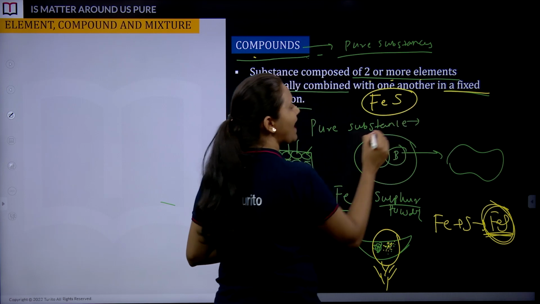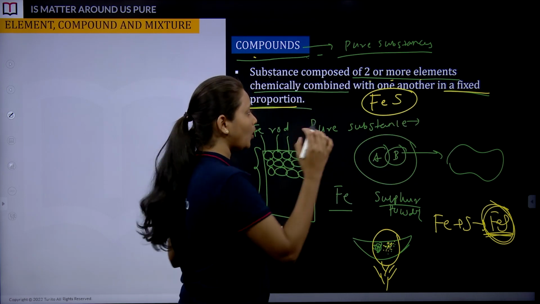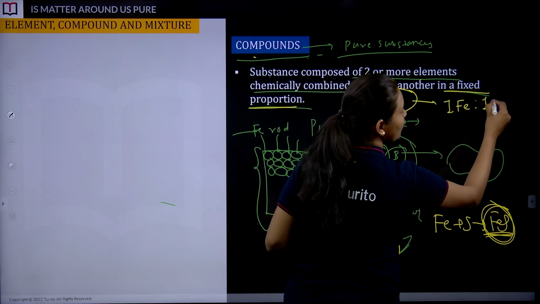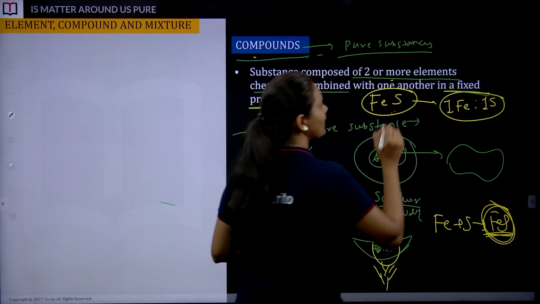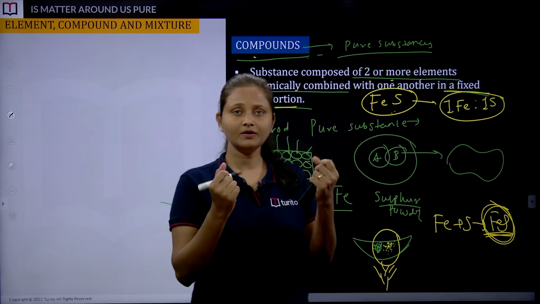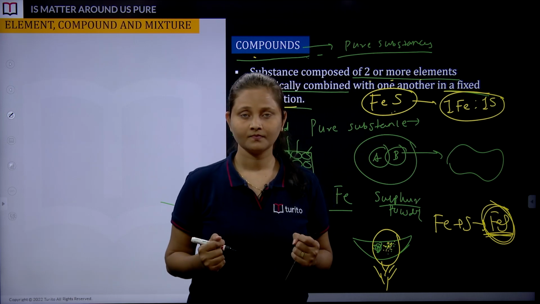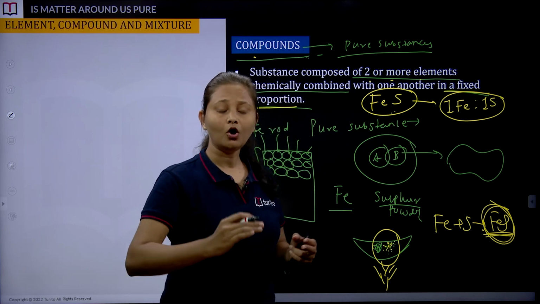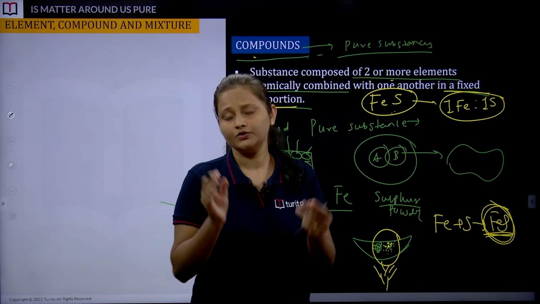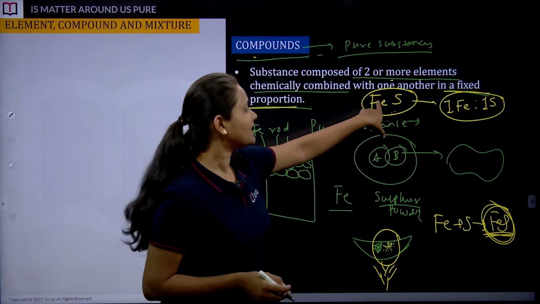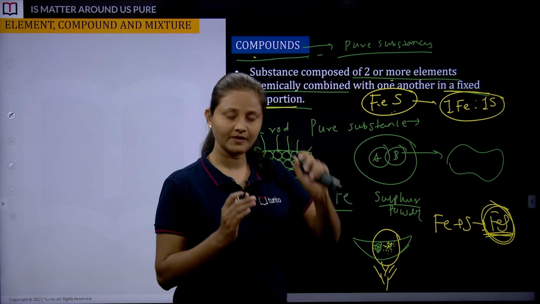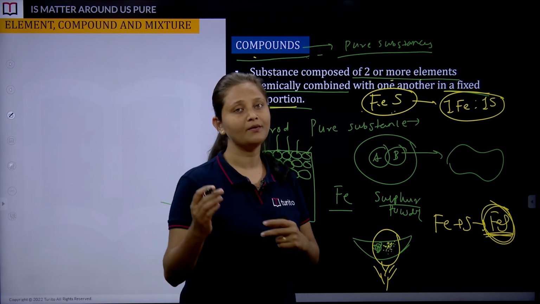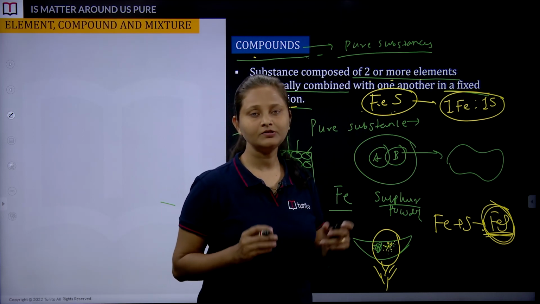FeS. If I am talking about fixed proportion by parts, what do I mean by that? It means one part of Fe is reacting with one part of sulfur to give you FeS. And this is nothing but the formation of a compound. Iron sulfide will always look like this, FeS. No Fe2O3 or Fe2S2 or Fe3S3 or like that. So this composition is fixed, and that's why I say FeS is a compound. Are you all able to get it?